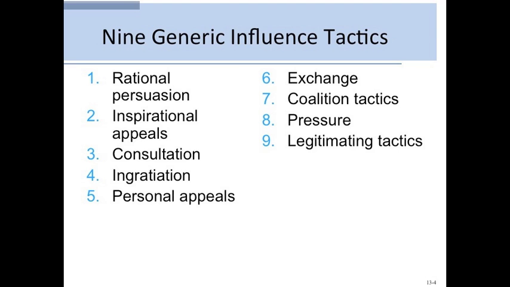At the beginning of the chapter, your text asks the question, how do you get people to do what you would like them to do? This is, in essence, the crux of influence. Influence is all about getting people to act and to do things in a manner in which you prescribe. Here we see 9 generic influence tactics that people in everyday life, as well as leaders and even employees within organizations, use in order to get people to act and behave in the manner that they desire. The first one is rational persuasion.